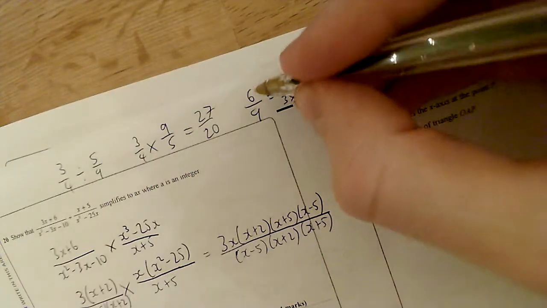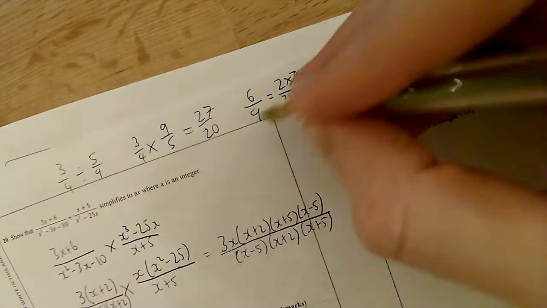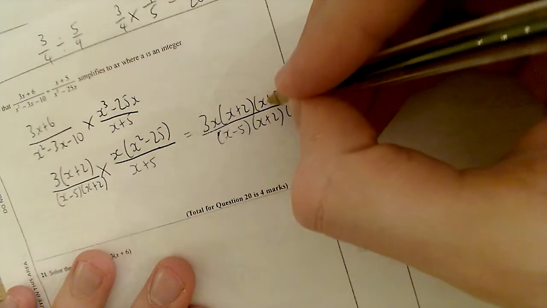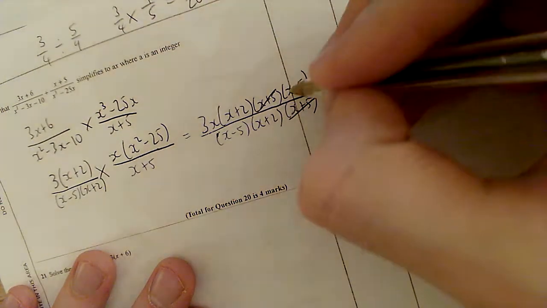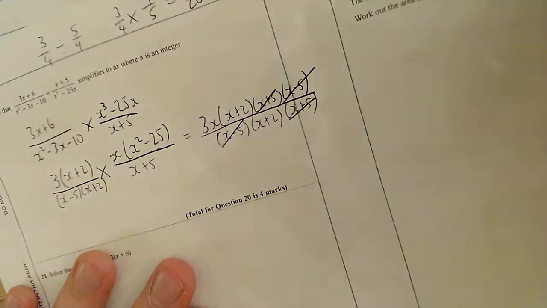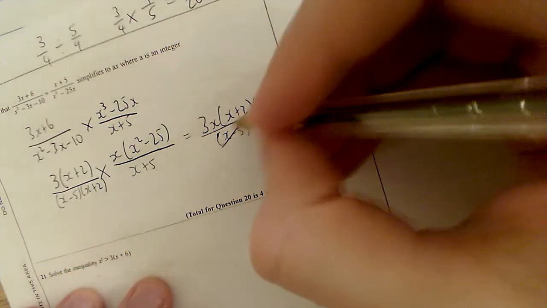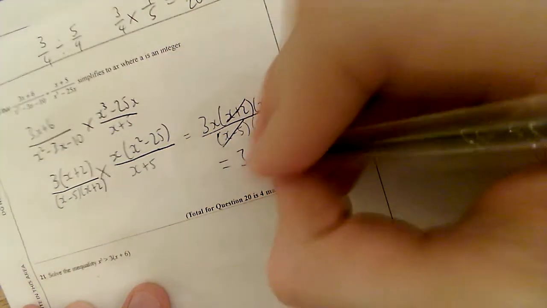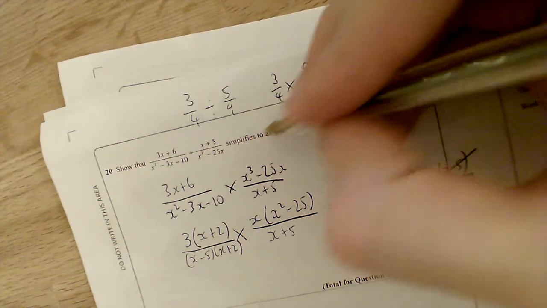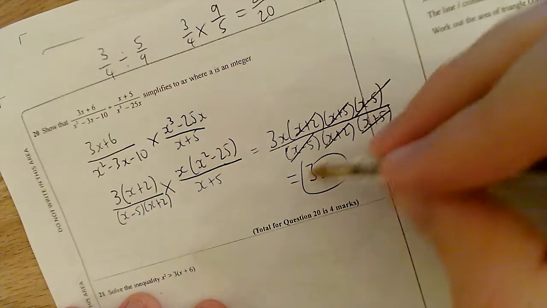If you want to think of that as I divide the top by 3 and I divide the bottom by 3, let's divide the top and the bottom of this by x plus 5. Let's divide the top and the bottom of this by x minus 5. Let's divide the top and the bottom of this by x plus 2. And all I'm left with is 3x. And the question says, show that it simplifies to ax, where a is an integer. Well, a is 3. You've got your integer.